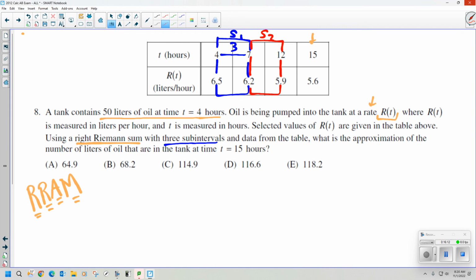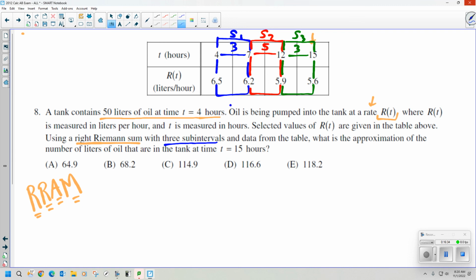Subinterval 2 has a width of 5. Why am I doing the width? Because remember, we always got to multiply by the width. They are not all the same. Two of them look like they might be the same, but we can still do them individually. This is subinterval 3. This has a width of 3. So here we go.